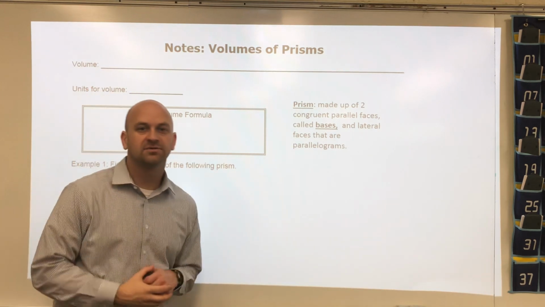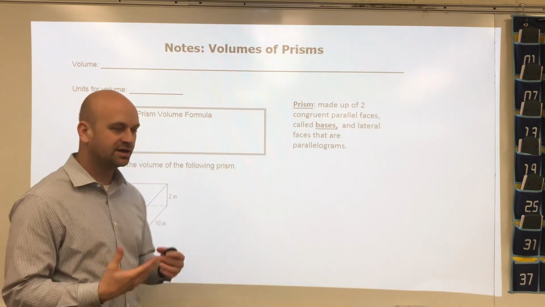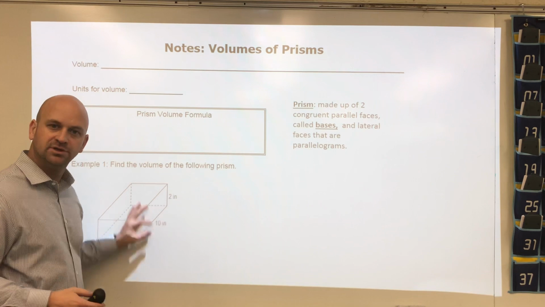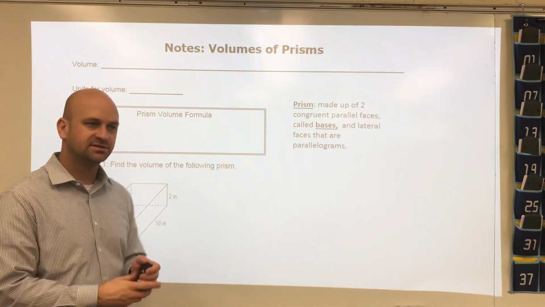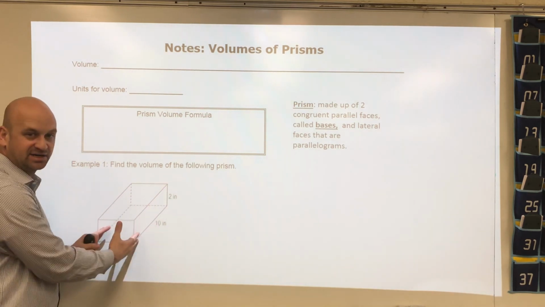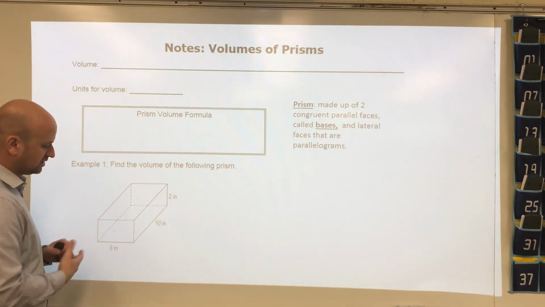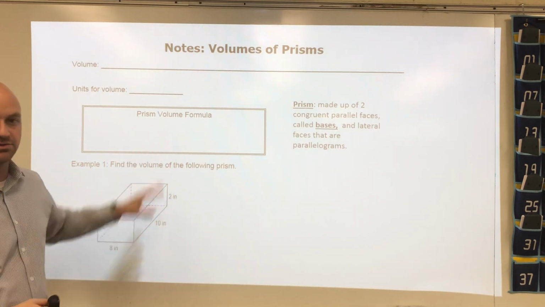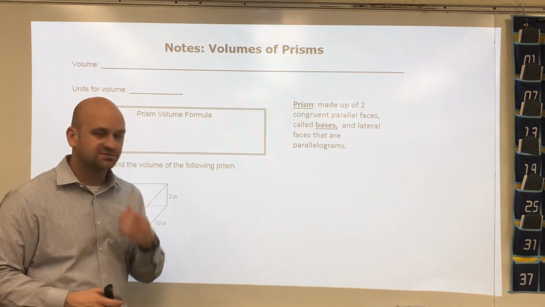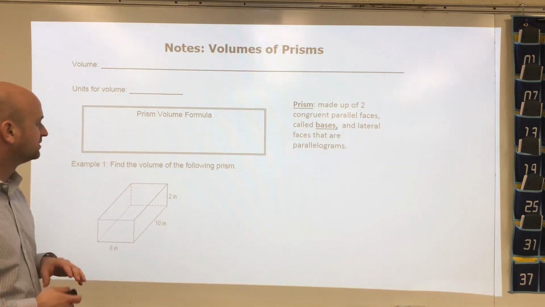All right, so today we're going to talk about volumes of prisms, and in a way it's kind of like a cube, but a prism isn't necessarily a cube, where a cube has all the same sides. So we're talking about something that might look like a box of different lengths. If we think of a rectangle that's stacked on top of each other, that's what we're talking about with prisms. And there's a couple different kinds of prisms that we'll get into in examples here.